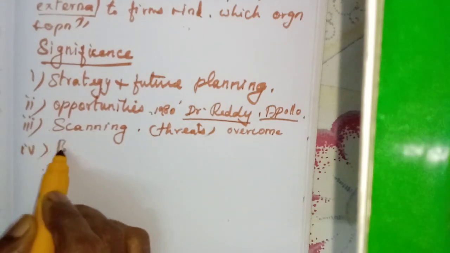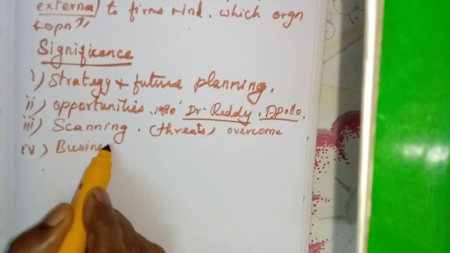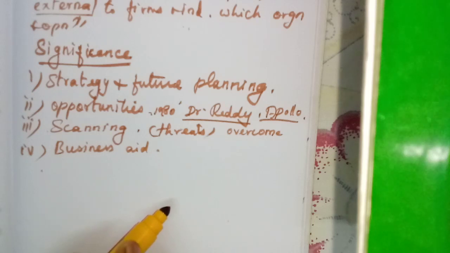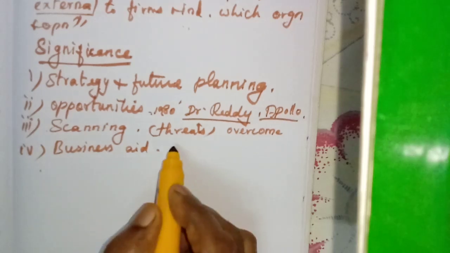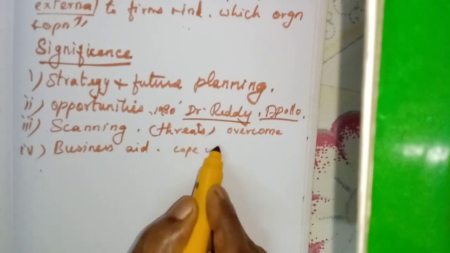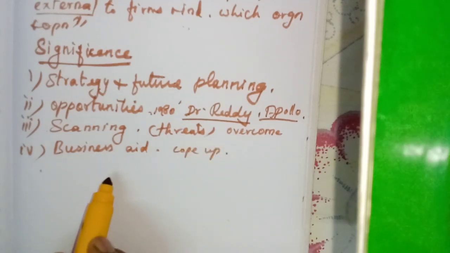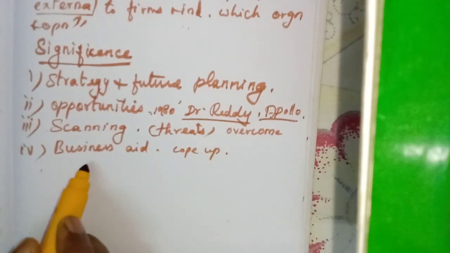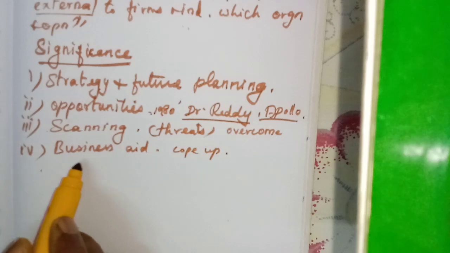Then the business aid. How is it becoming a business aid? Now we know that the environment keeps on changing, isn't it? It is fast changing, we can say. The whole business world is changing very fast. So in order to cope up with the change, learning and understanding about the business environment is very essential. So it helps us as a business aid.